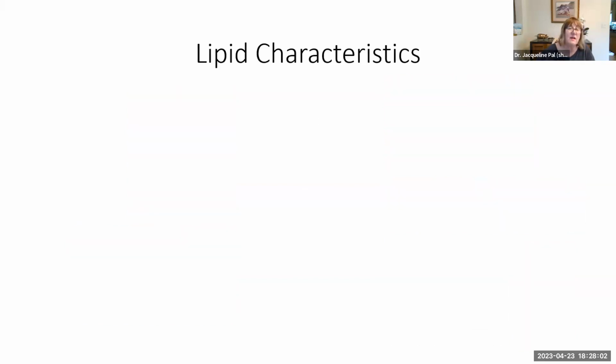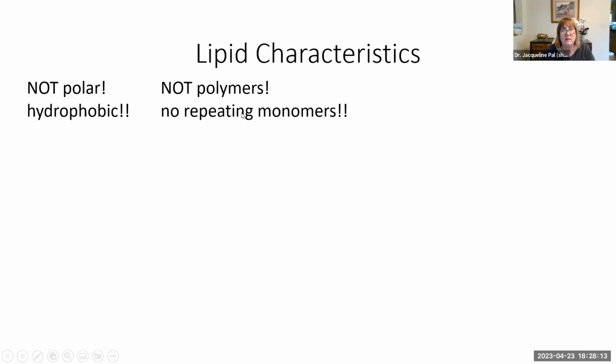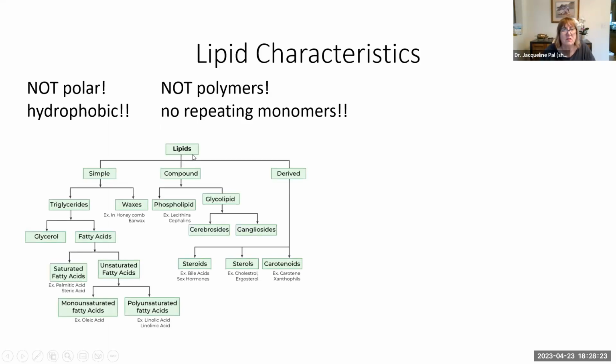All right, let's talk about lipids. Going back to talking about lipids, some characteristics. First off, know about lipids. They are not polar. So if you're not polar, that means you don't like water. In other words, you are hydrophobic. Okay. The other thing about lipids, these are not polymers. In other words, we don't have a monomer. Lipids are totally different.